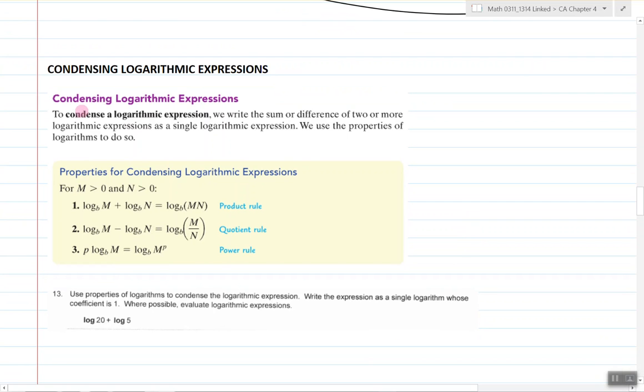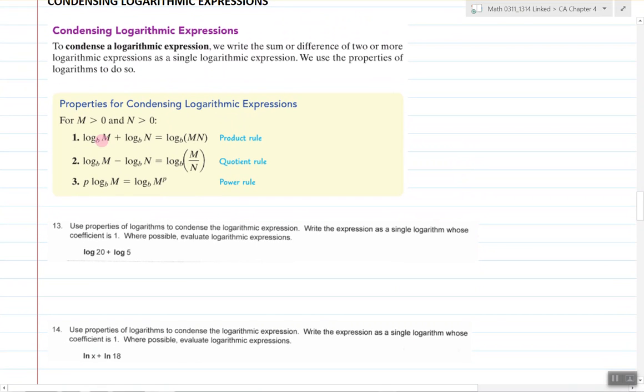To condense a logarithmic expression, we write the sum or difference of 2 or more logarithms as a single logarithm. And these are the properties. If you have a sum, it turns into a single log with the product of the arguments. If you have a difference, it turns into a single log with a quotient. If you have a constant times a log, well, it doesn't even have to be a constant, it could be anything times the log, it becomes the exponent of the argument.